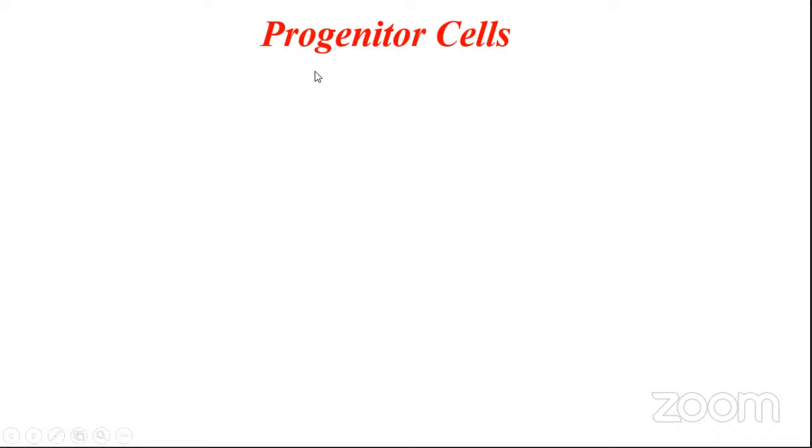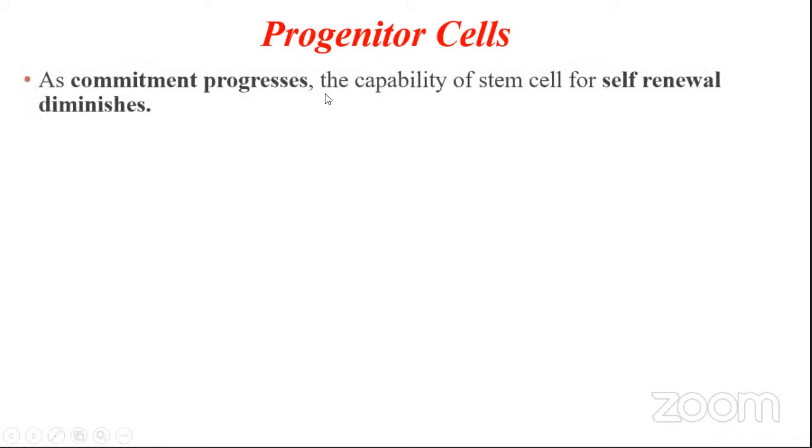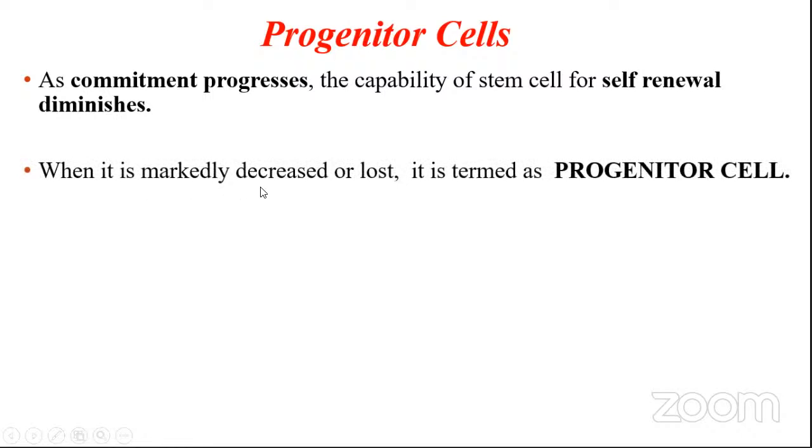Next, these committed cells will become progenitor cells. As commitment progresses, the capacity of these stem cells for self renewal diminishes. Remember, as the cell progresses to a certain commitment, the capacity of the stem cell for self renewal becomes low. When it markedly decreases or is lost, it is termed a progenitor cell. They are more in number than the stem cells, remember.